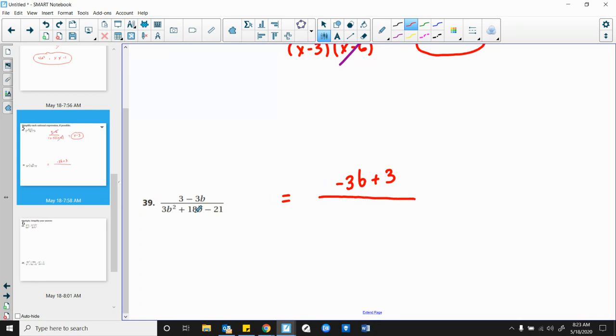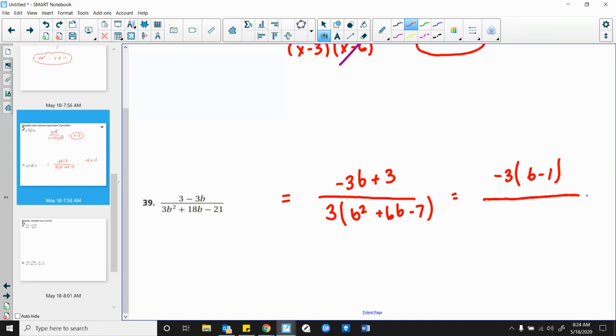Now, here I have a GCF that I can factor out. Okay, so I'm going to just go ahead and factor it out now. My GCF is 3, and I'm left with b squared plus 6b minus 7. Now, I can also factor something out of the top there, so I'm going to go negative 3. And then I have b minus 1.